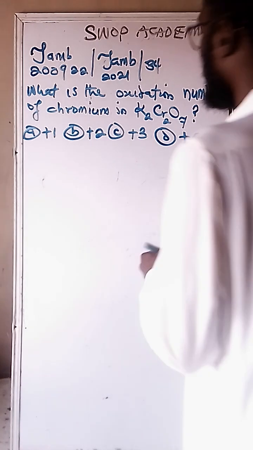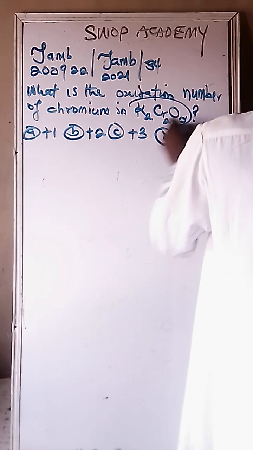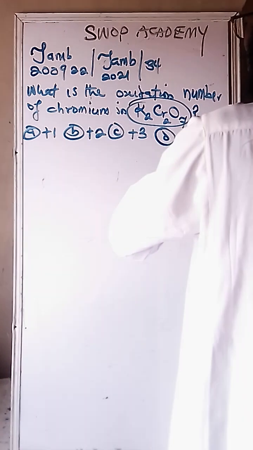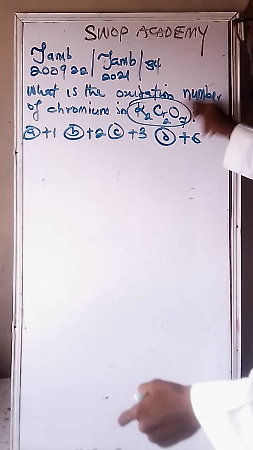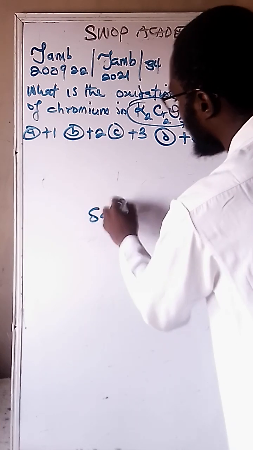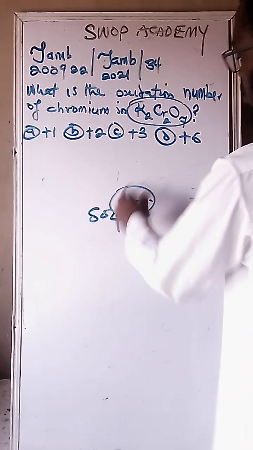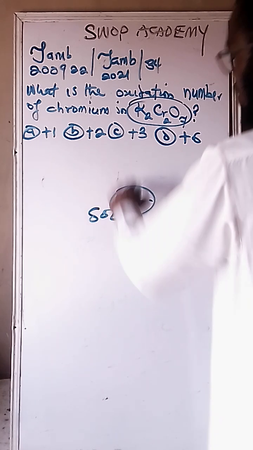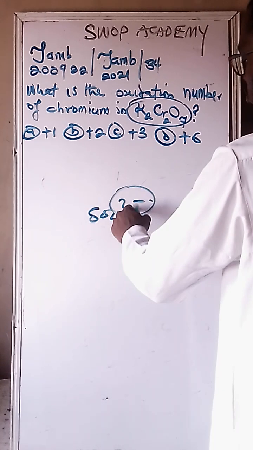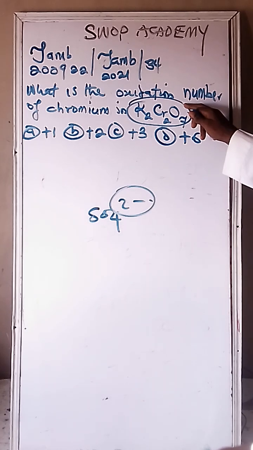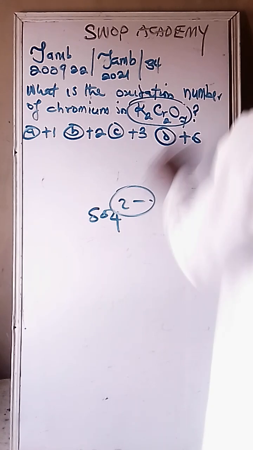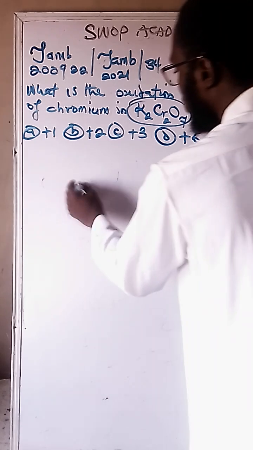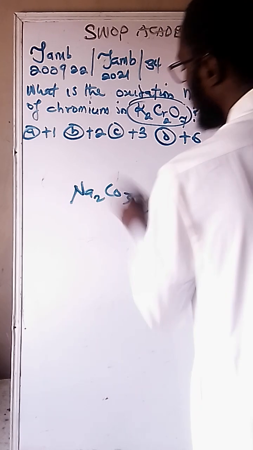The first thing to do now is to identify this compound. Is it a radical or a compound? When I say radical, I mean something like SO4 2 minus. This is a radical because it has an oxidation state, with the SO4 having a charge of 2 minus. But this one is not having plus or minus, so we call it a compound. Are we together? The same thing, K2CO3 is also a compound.